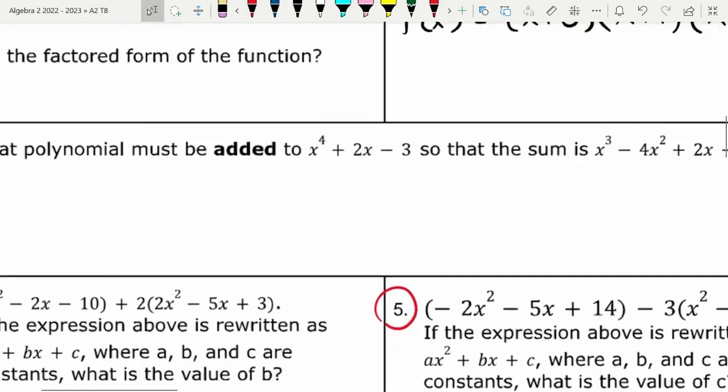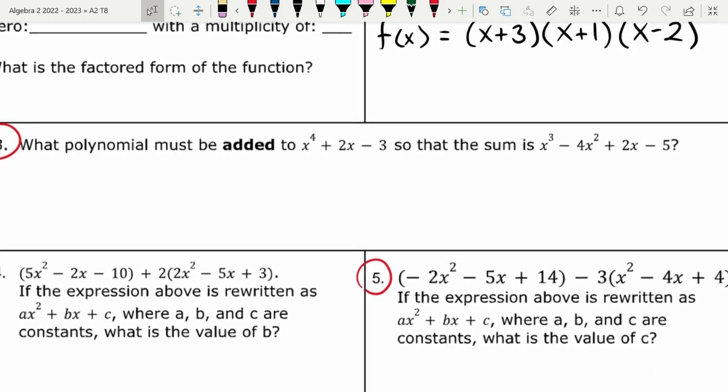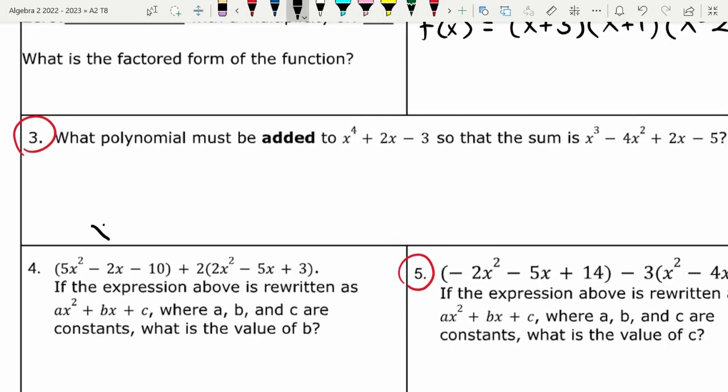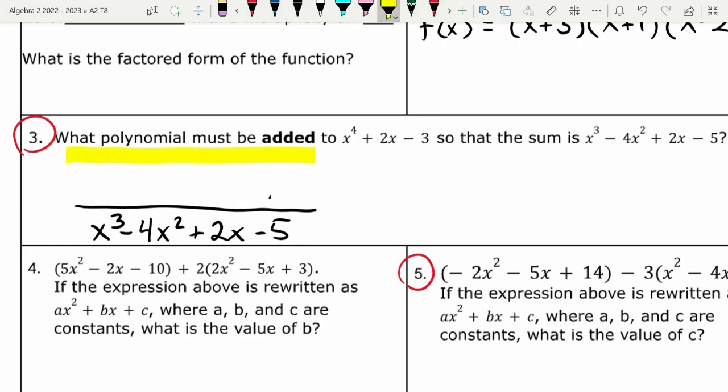All right, next one. What polynomial must be added to x to the 4 plus 2x minus 3 so that the sum is x to the 3rd minus 4x squared plus 2x minus 5? I'm going to write down the sum that we want underneath a big addition. Okay. And we're going to take the original, which is x to the 4 plus 2x minus 3, and we're going to write that up top.